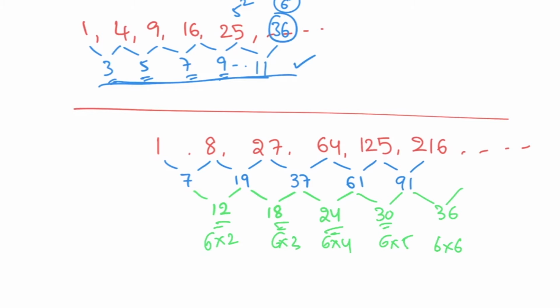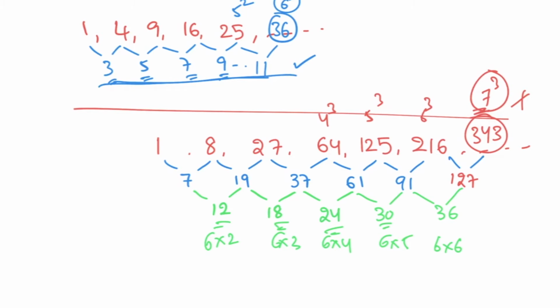91 plus 36 is how much? 127. Right? 216 plus 127 is 343, which is 7 cube. If you see, all the terms are cubes. 4 cube, 5 cube, 6 cube, 7 cube.